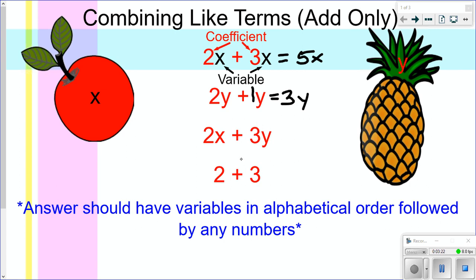And then the last example here, there's no variables, there's just numbers, and you've been combining numbers your whole life. You just never heard them called like terms. So of course you can combine 2 and 3 together to get 5.